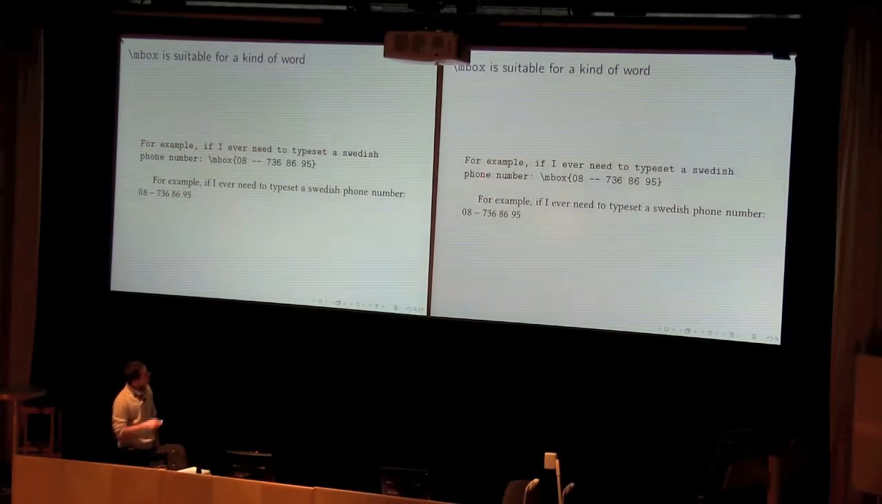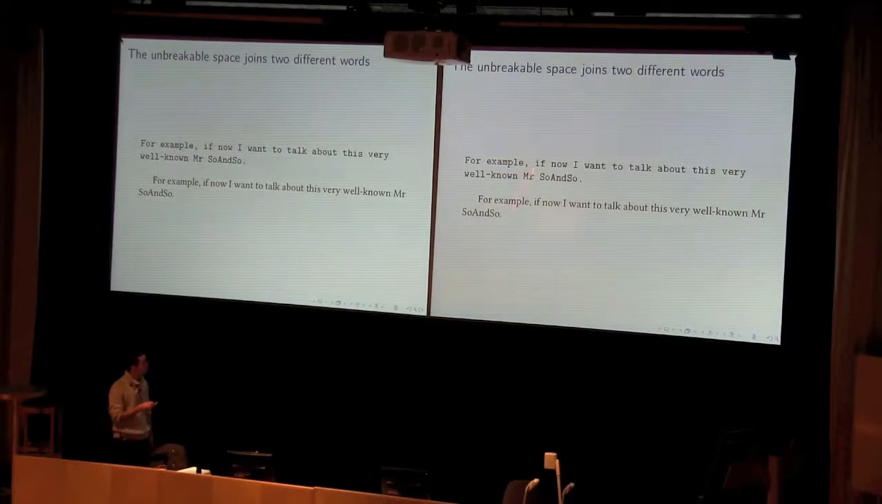So here we use mbox because we want this to be seen as a kind of word together, a word that is unbreakable. Sometimes you have two real words. We're talking about Mr. So-and-so, and we don't want to break between Mr. and So-and-so. This goes together, okay? This is how you want to typeset all these kinds of things.